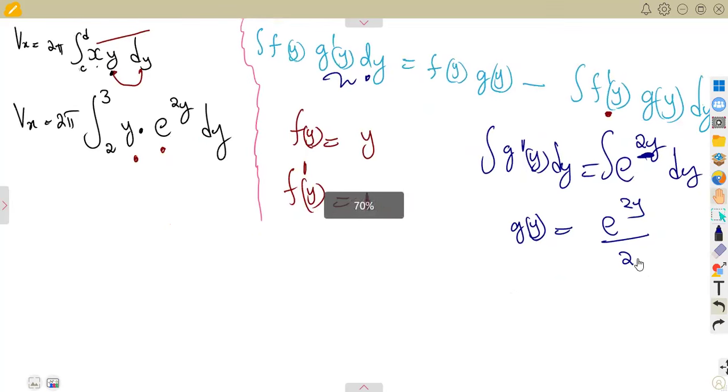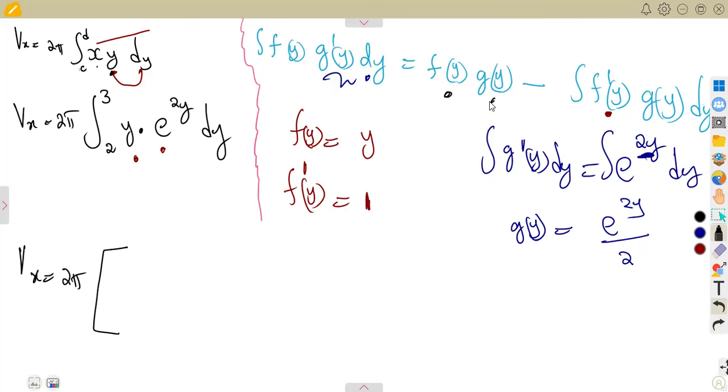We need by parts. So meaning to say, our Vx from this is going to be 2 pi times the integral. We can just integrate this. So this is the one that we're having. It's going to be f of y times g of y from our by parts. That is f of y, which is y in this case, times g of y, which is this. So it's a product of these two.